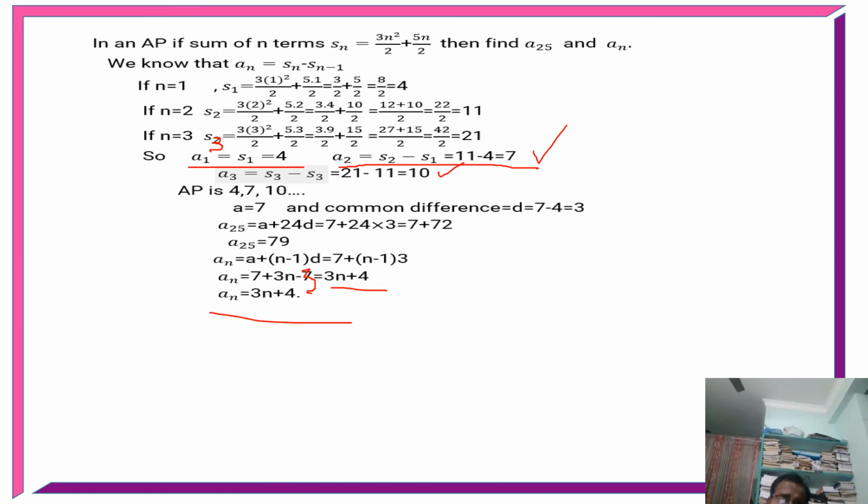This is one of the applications when Sn is given, how to find An, A25, the nth term. You have different applications. Please practice more to get perfection. Let us go with the next slide, students, with more applications on AP.